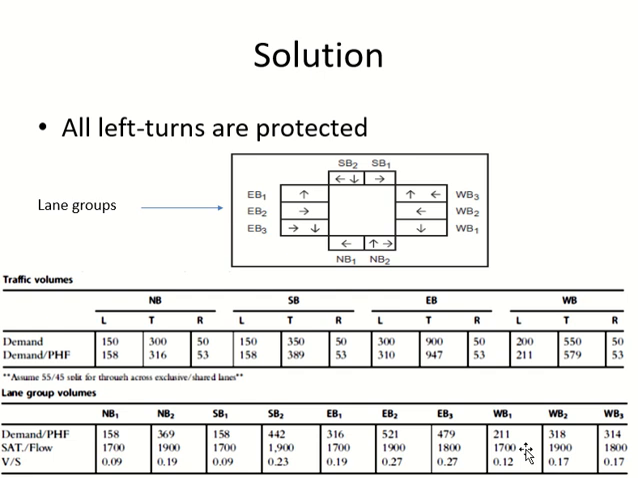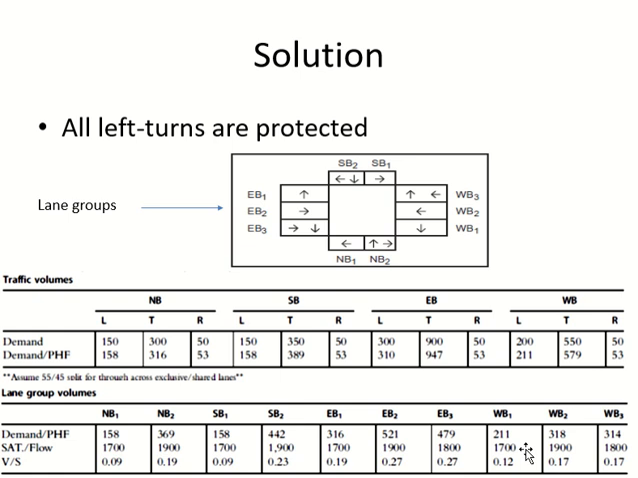Then the next thing you do is calculate the flow rate for each lane group, like I explained. This is for each movement: left, through, and right. Now you look at the lane groups and calculate the flow rate for each lane group. So lane group number EB1, let's say, or NB1. NB1 is this lane, which is going left, so it will only have the flow from the left turn.